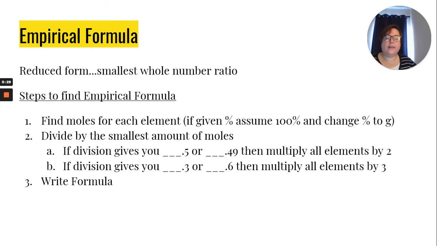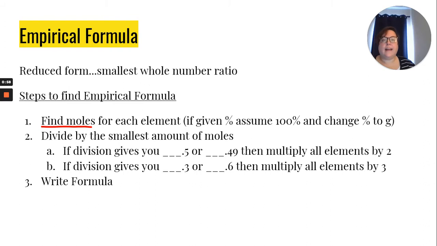So if they're given in percents, you just assume there's 100 grams and you change your percent to grams. Sometimes they're given to you in grams, and so you can kind of skip that. You convert all of them to moles. So we're going to go back to the conversion tables to convert to mole, and since we're dealing with grams, we would use their molar mass from the periodic table.